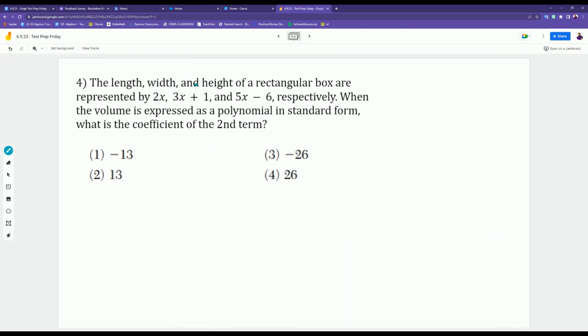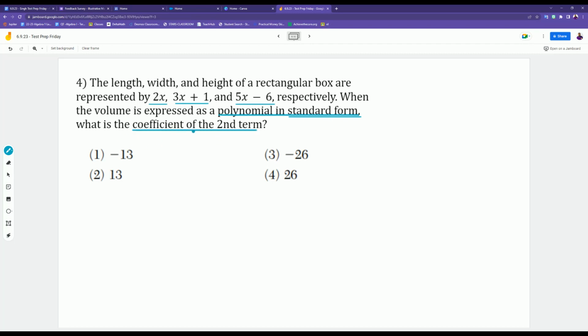And our last one. This one was a little tricky, and you had to know how to get the formula, but we'll talk about it. The length, width, and height of a rectangular box are represented by 2x, 3x plus 1, and 5x minus 6, respectively. When the volume is expressed as a polynomial in standard form, what is the coefficient of the second term?